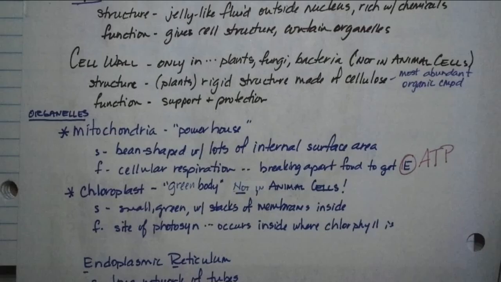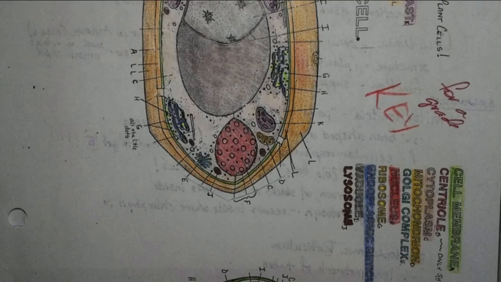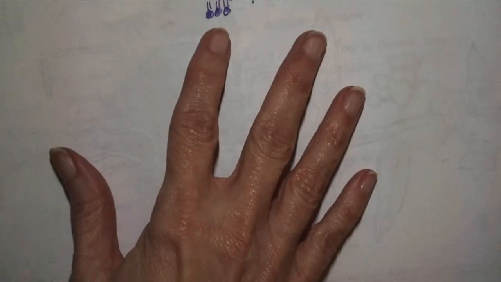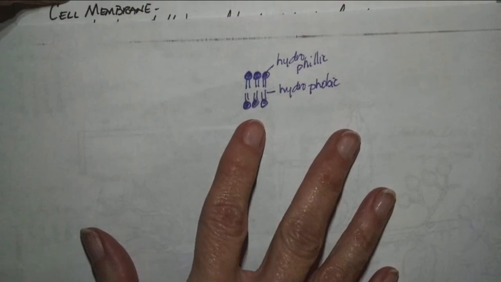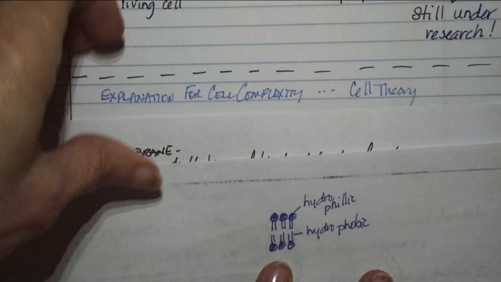Okay, so on the back of your cell color sheet, we're going to hit several of these things. For each of these organelles or parts of the cell, I'm going to give you a structure and a function. So structure and function. The first one is the cell membrane.